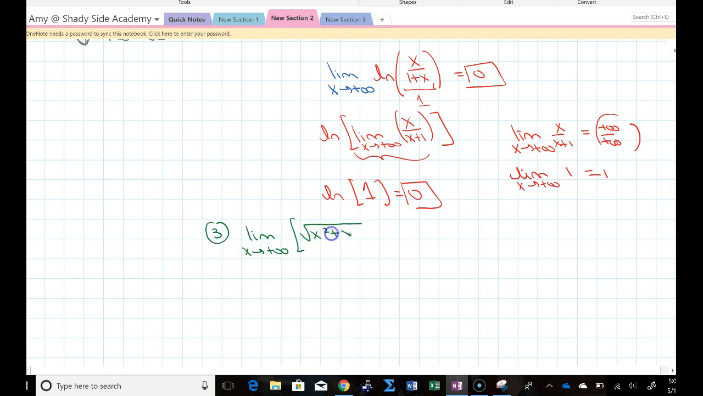Okay, square root of x squared plus x, and then we have minus x. All right. So here, as x approaches positive infinity, I think we'd agree that this square root approaches positive infinity. Okay. Minus x, as x approaches positive infinity, will be positive infinity. So the question here is, my goodness, how do we get a quotient out of that?